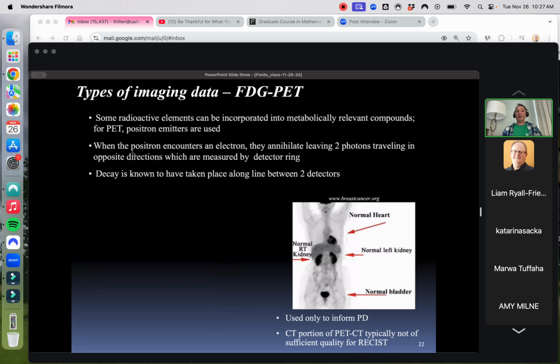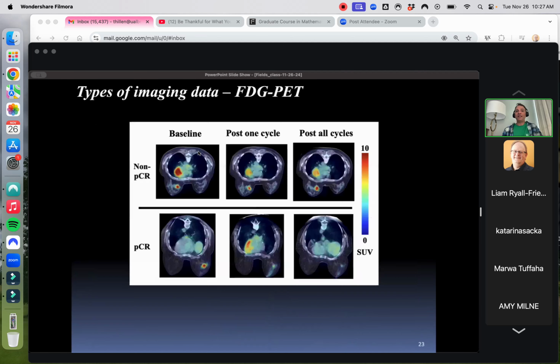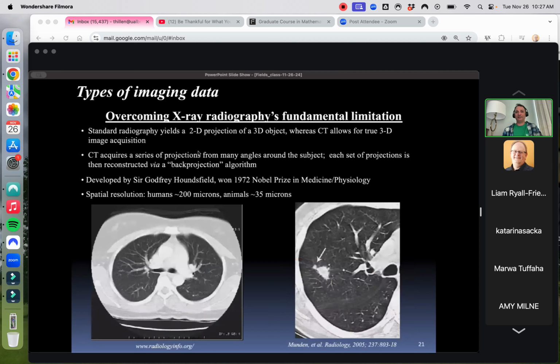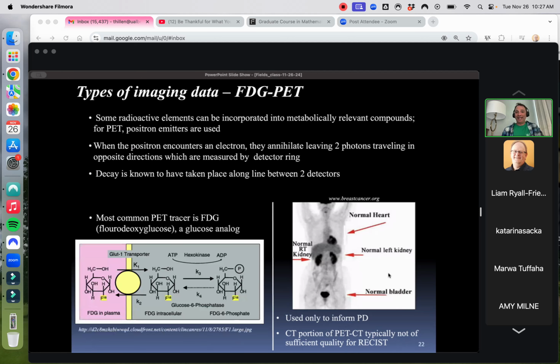Right, so when the positron is emitted from the radionuclide, it goes and finds an electron. They are antiparticles, and so they annihilate, and you get two photons traveling in opposite directions where they're measured by this detector ring. And so once the detector grabs them, it's known that that event took place along the line that connects the two detectors. And of course, you get tens of millions of these events, and you can use these to then reconstruct the image.